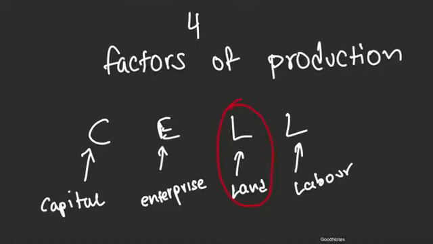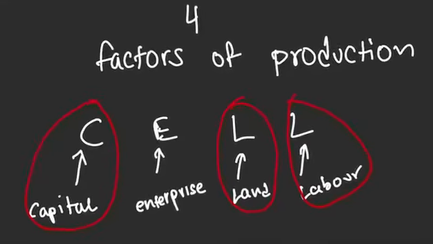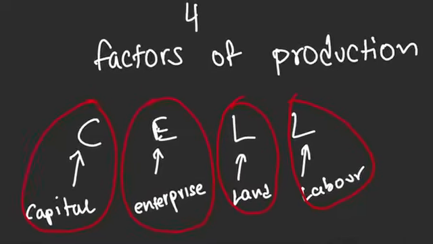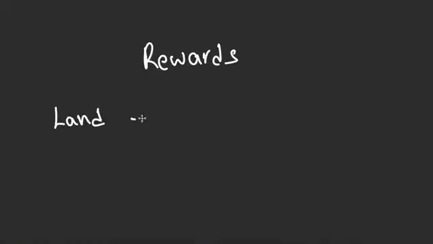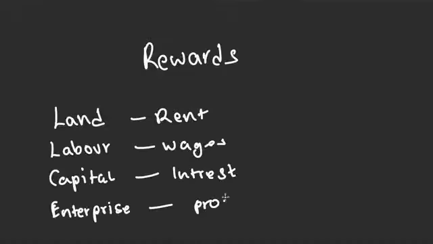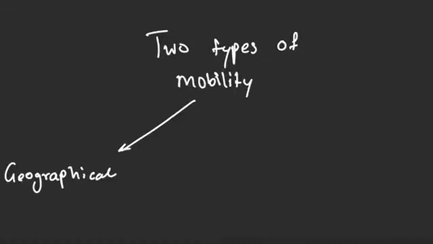Land being the natural resources used in the production. Labor is the human resources used in the production. Capital is the manufactured resources that are used to produce these goods and services. And enterprise is the skills and willingness of a person to take risks. The rewards for the factors of production: land is rent, labor is wages, capital is interest, and enterprise is profits.